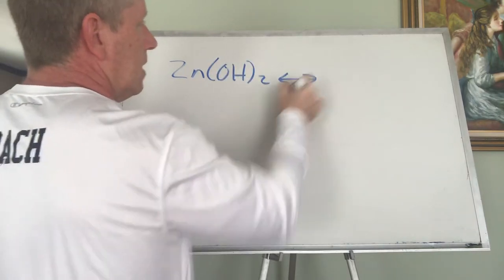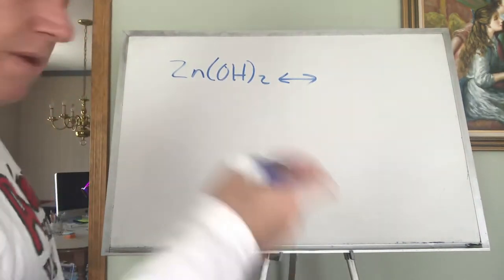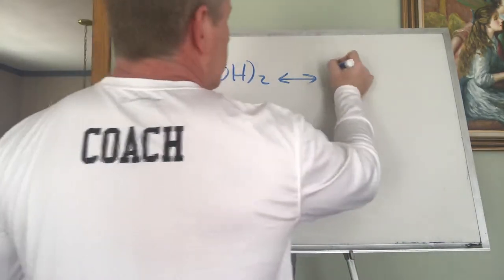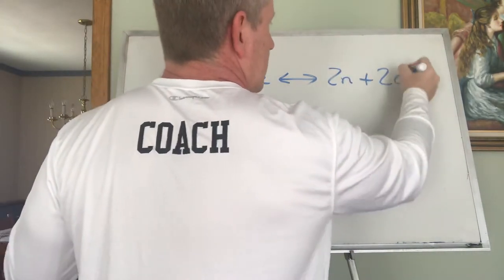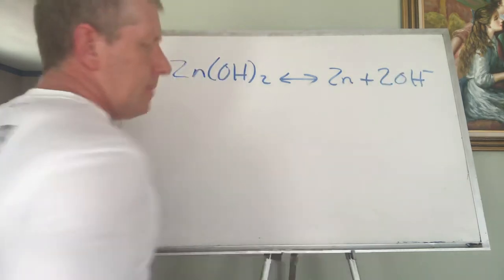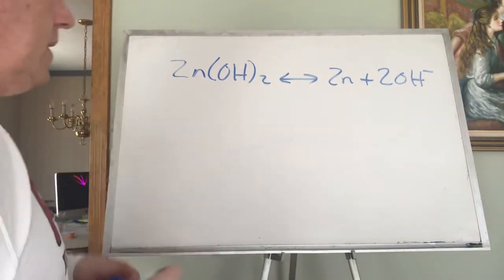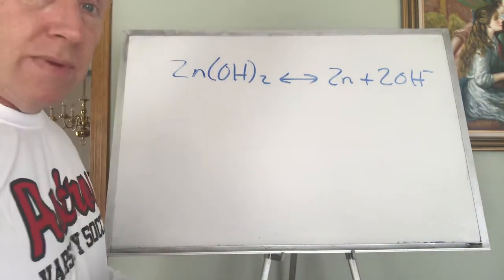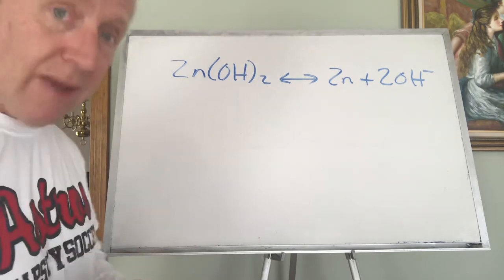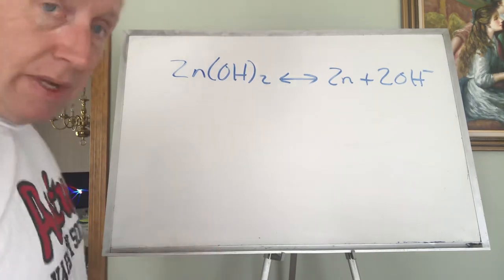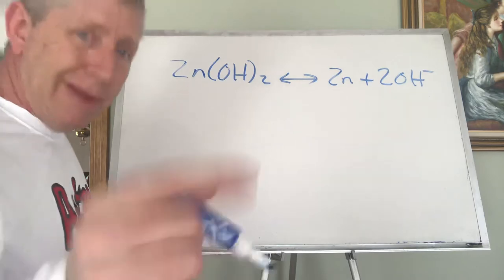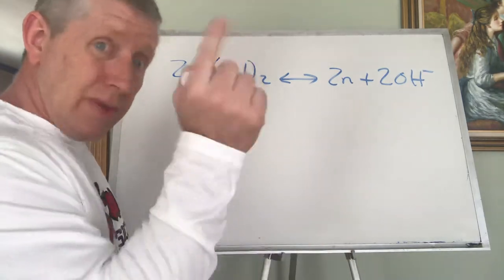Okay. Insoluble salt, a little bit dissolves in water. You get some zinc and two hydroxides. And so there we got it. Okay, floating around. Now, what happens if you put this in acid? If you put this in acid, that means more hydrogens again. You know, you kids are relatively intelligent. You see what's going to happen.